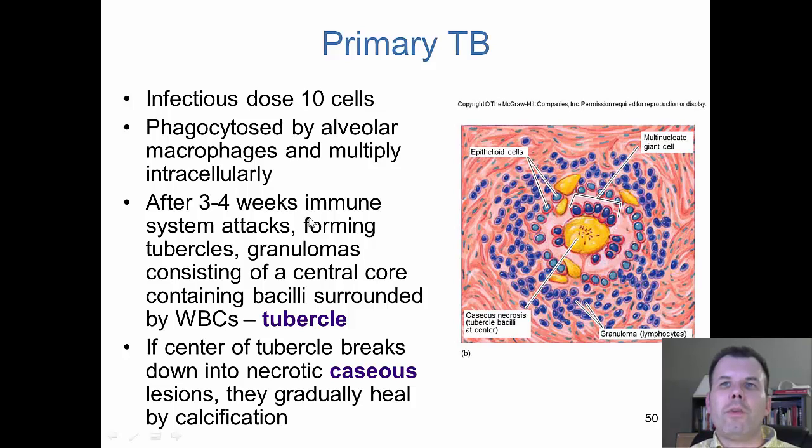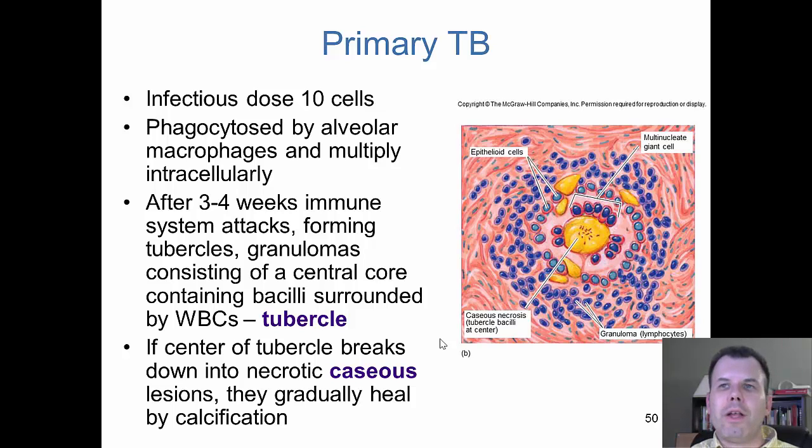After 3 or 4 weeks, the immune system attacks, forming these tubercles or granulomas consisting of a central core. So you see all these lymphocytes surrounding the bacteria, and it starts to wall these things off. And this is what they're looking for in a lung x-ray. So when they do a chest x-ray, what they're looking for are these spots. And these spots represent an actively growing type of tuberculosis, so the TB. If they start to see these tubercles or these granulomas forming, that's a sign that says, you've got activated TB.